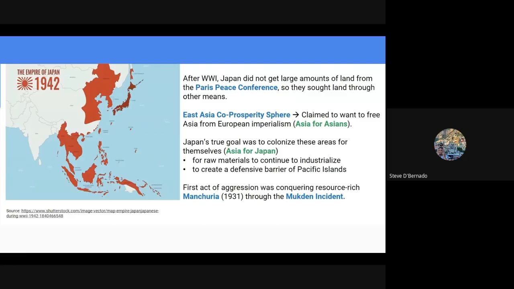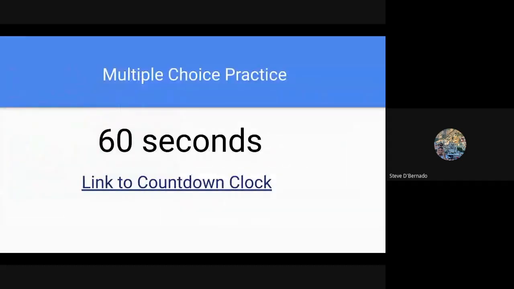They wanted to create a defensive barrier of the Pacific Islands, okay, to fortify their position against the West. And the first act of aggression by Japan was conquering resource-rich Manchuria in the north through the Mukden incident, okay, in 1931. All right, let's take a look at some multiple choice practice.